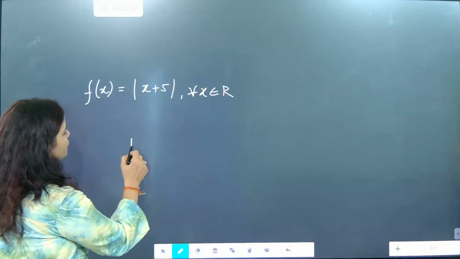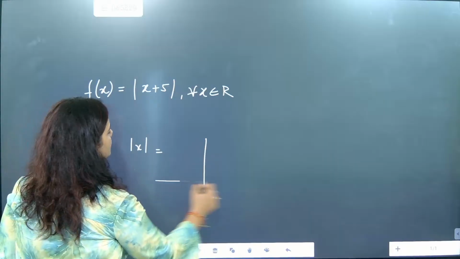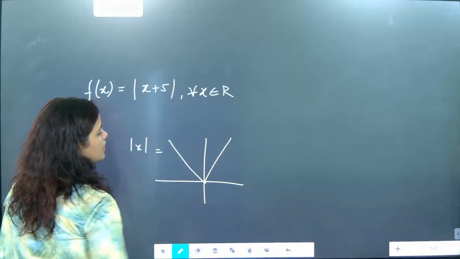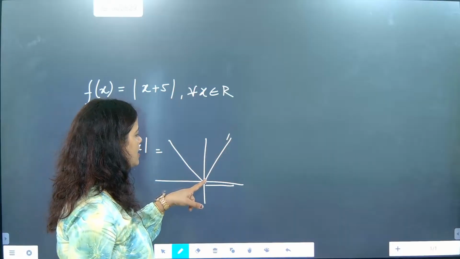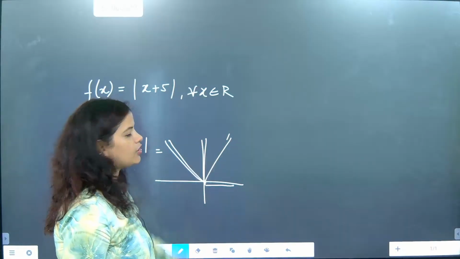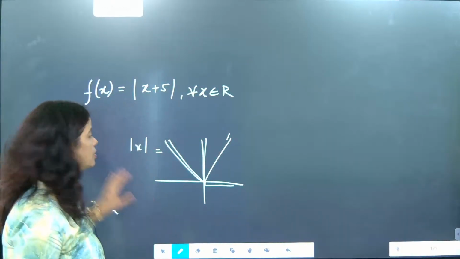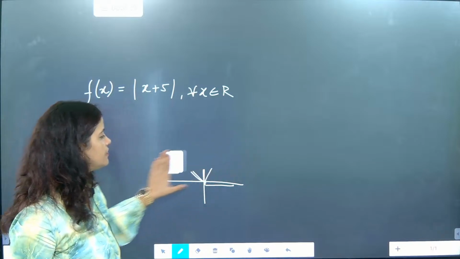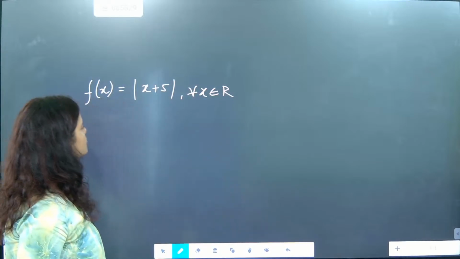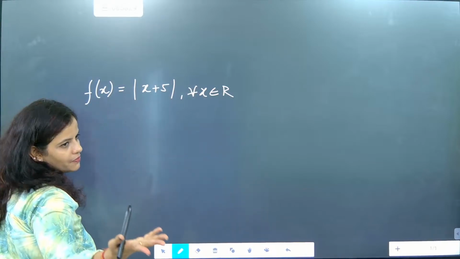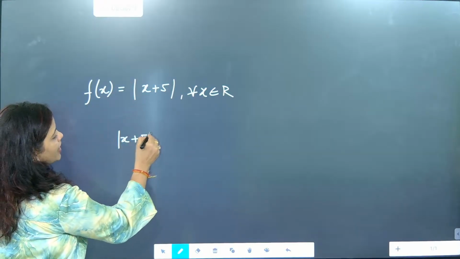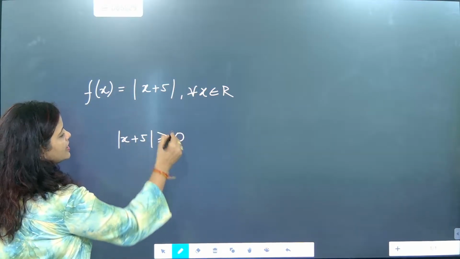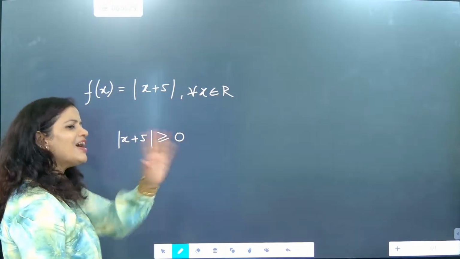Because the modulus of x graph itself is this only, right? For a positive value of x, we are getting a positive value of y, and for a negative value of x also, we are getting a positive value of y. Understood? So that means the function will always give you a positive value. So here we don't have to build up anything. What are you going to say? Modulus of x plus 5 is always greater than or equal to 0 for any value of x.